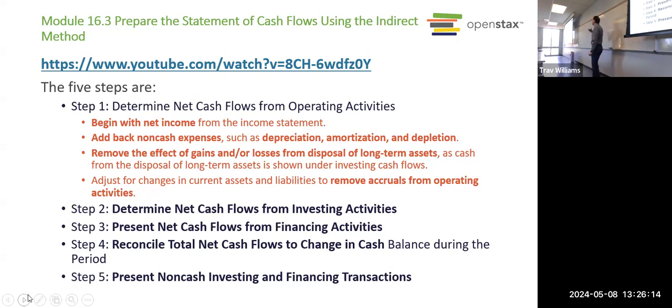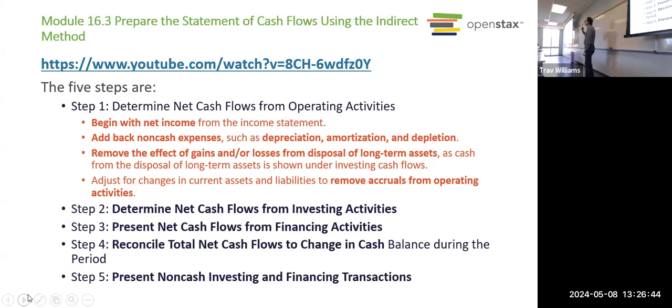Well, since we're trying to figure out our cash flow, and we're starting with our net income, which is revenue minus expenses, we need to add those non-cash expenses back in to figure out what our cash flow is. In other words, we need to get rid of those expenses. So we start with net income, add back any non-cash expenses like depreciation.